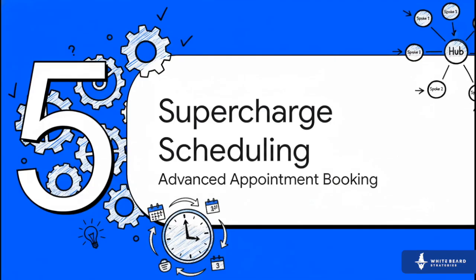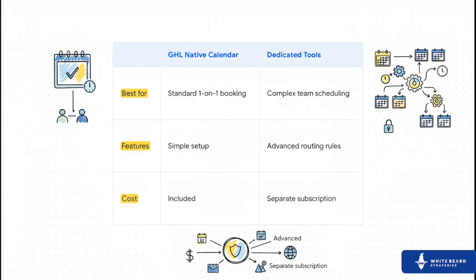For our last example, let's hit another core business need, scheduling. And just like with payments, this is one of those areas where knowing when to use the native tool versus a dedicated spoke can make a huge difference in how your business actually runs. Again, it's about choosing the right tool. The native GoHighLevel calendar is great for standard one-on-one booking. It's built right in, it's simple, it's included.